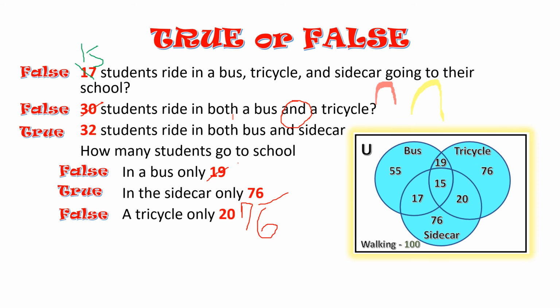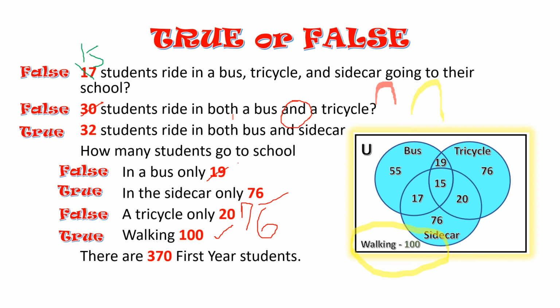Then, let's continue for our next problem. Walking. Is it 100 for walking based on our problem? So, here is our walking. Is it 100? True or false? Very good. So, true. It's plainly seen, right? Based on our Venn diagram, 100 walk only to school.